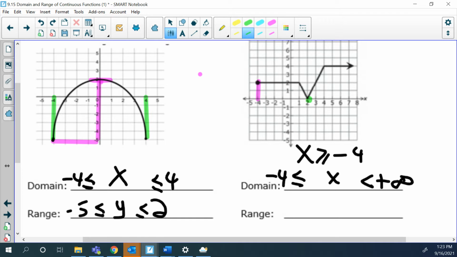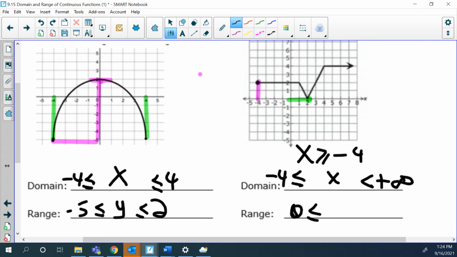Now a lot of kids were putting 2 as the starting point. But remember, for the range, we must draw a line to the y-axis, right? To the y-axis. So it's not 2, it is 0. So make sure you don't make that mistake. 0 is the lowest y value on that graph. And of course, it's a solid line, so I'm going to use less than or equal to.